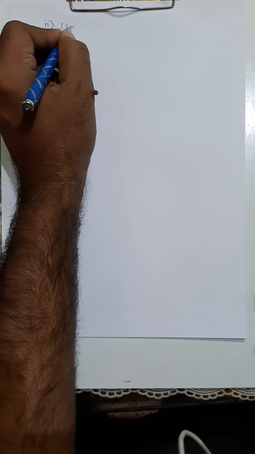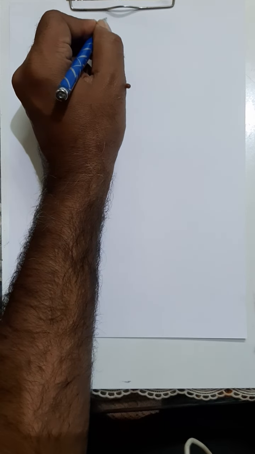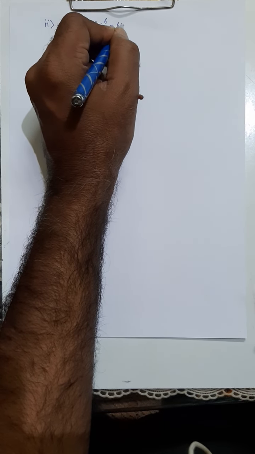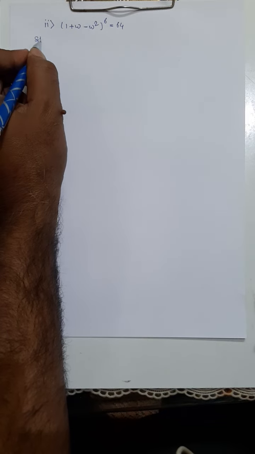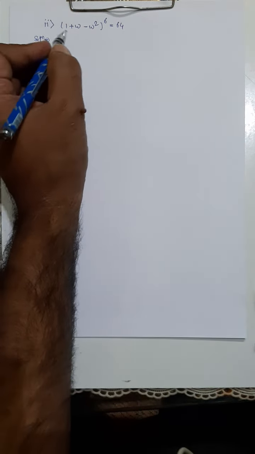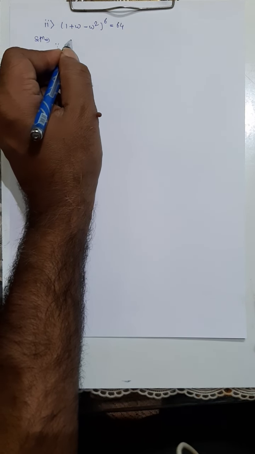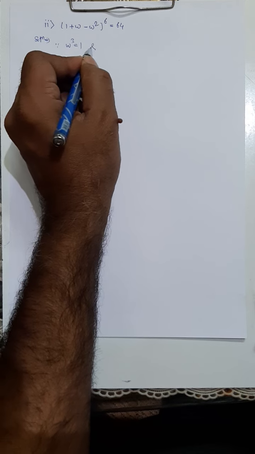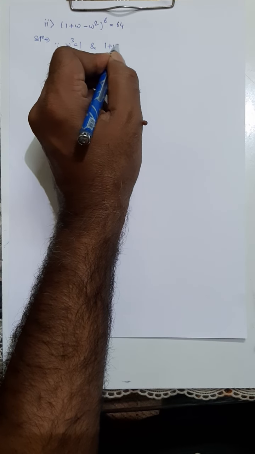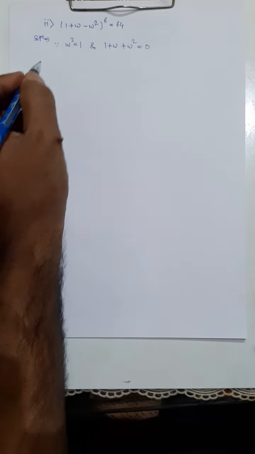Continue with the second problem. Show that (1 plus omega minus omega square) to the power 6 is equal to 64. Note that omega is a complex cube root of unity. So since we know that we can always take omega cube equal to 1 and 1 plus omega plus omega square equal to 0 because of complex cube roots of unity.